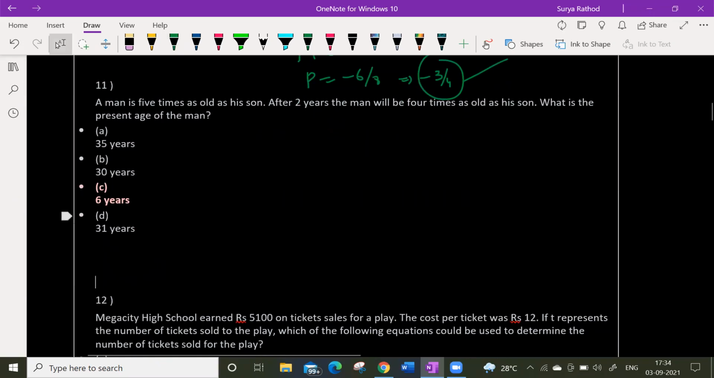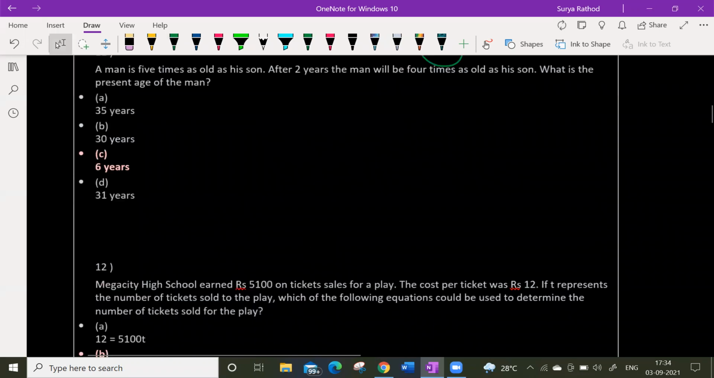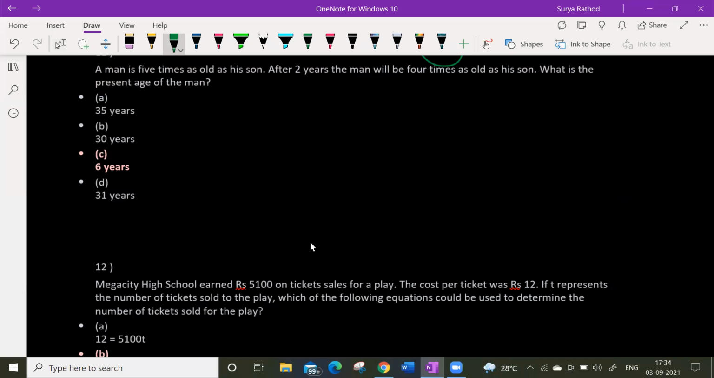A man is 5 times as old as his son. After 2 years, the man will be 4 times as old as his son. What is the present age of the man? Come on, tell me the answer. Quick.